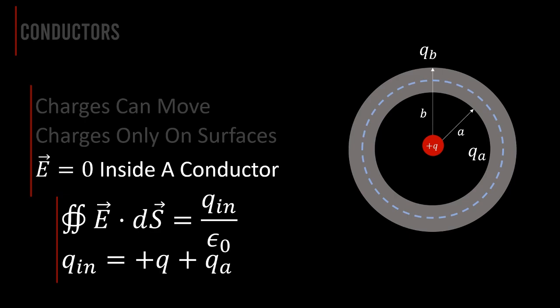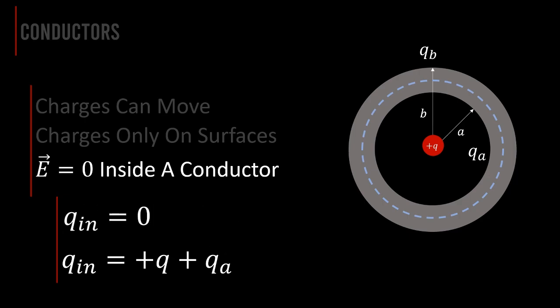Now, we know that the electric field is going to be 0 on the inside of the conductor. That says the left-hand side of Gauss's law is 0. And by association, the right-hand side of Gauss's law is 0, which tells us that Q_in is equal to 0. And that allows us to solve for what Q_A is, which says in the end that Q sub A is going to be equal to minus Q.